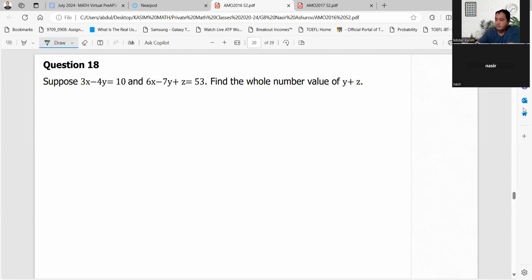33. Good. So how do you write this? This one is 6x minus 8y, 2 is a common factor. We can write it as 2 times 3x minus 4y, right? So we have negative 8y. So here we have y plus z. That's equal to 53. And since this is equal to 10, y plus z should be equal to, what is it? 33.